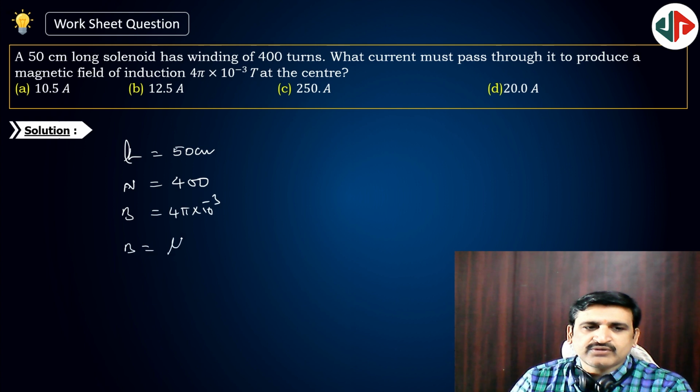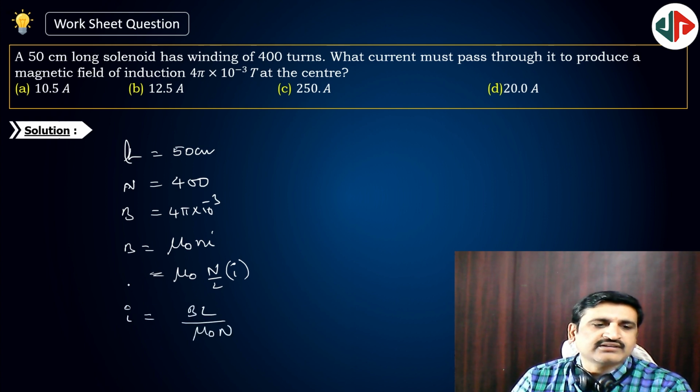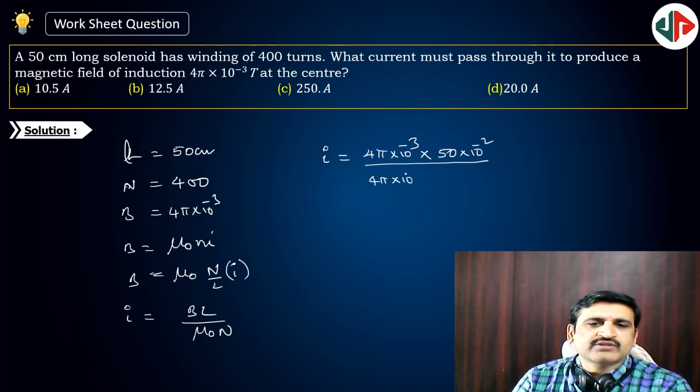B is equal to mu naught N i. B is equal to mu naught N by L into I. And he is asking current, right? What's the current? Current I is equal to B L by mu naught N, right? So I is equal to B, 4 pi into 10 to the power of minus 3, L is 50 into 10 power minus 2, by mu naught, 4 pi into 10 to the power of minus 7, into number of turns 400.